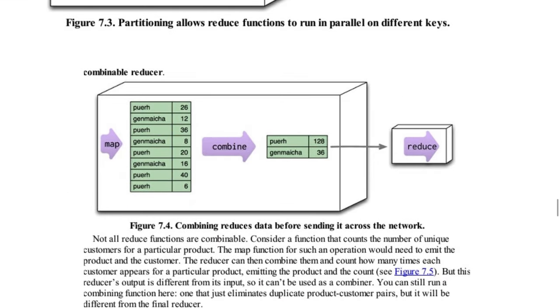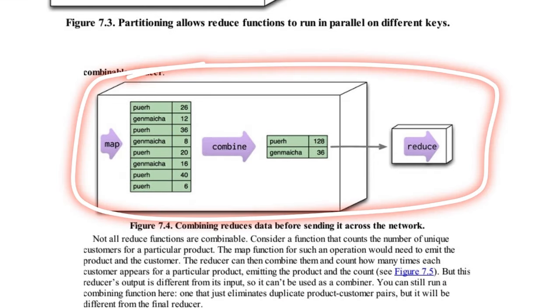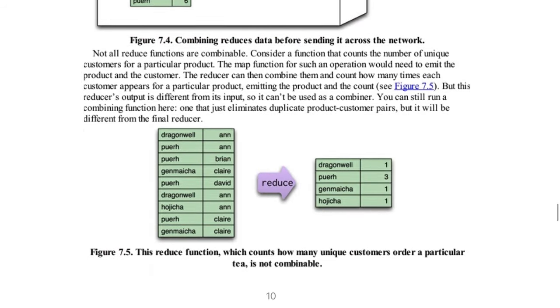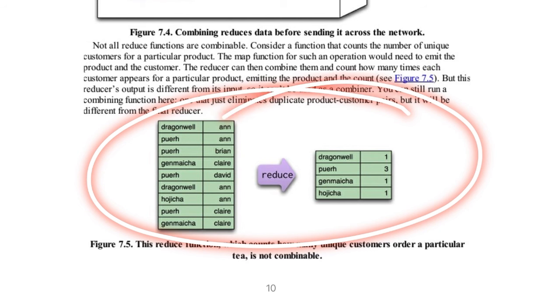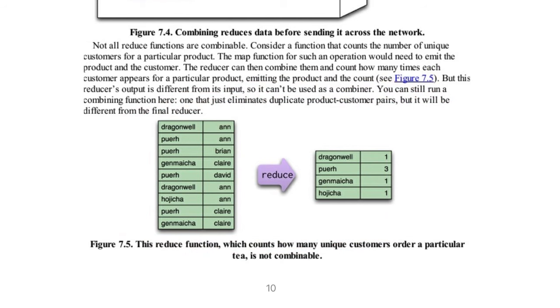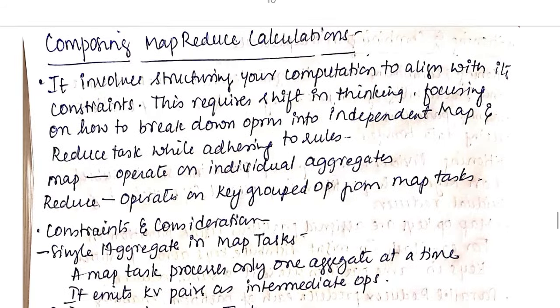After that, in the combination process, if there are combinable reducers, then I am reducing it using some logical function. If not, then I have to devise a new function here. So that's it, very simple. Moving on forward, we have composing the MapReduce calculations. Again, MapReduce calculations could be asked for 10 marks directly.